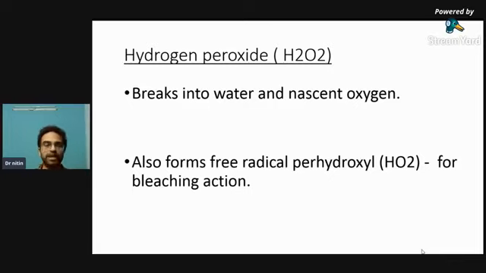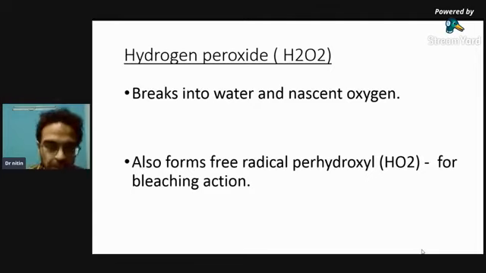So broadly, if we classify bleaching, one is home bleach and one is in-office bleach. In home bleach, the concentration will be low so that the patient can comfortably apply it for a long duration. In-office bleach, the concentration would be higher because we can control all the procedure. All the procedure control is in our hand, so we can perform the procedure faster. So commonly used is hydrogen peroxide.